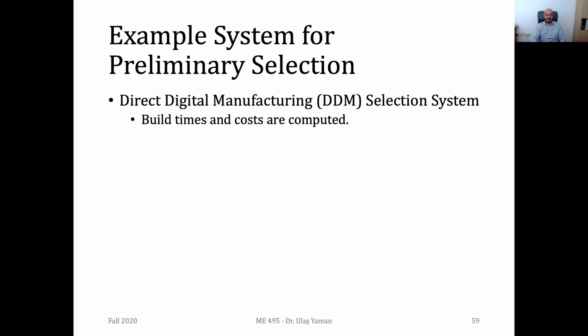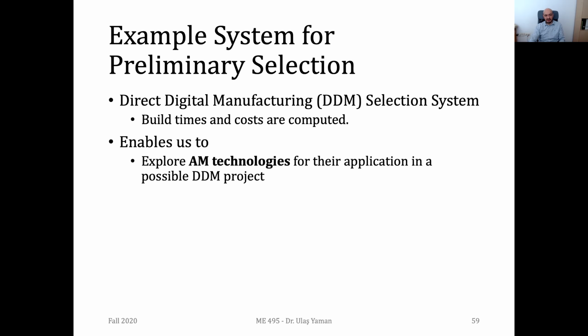Now let's have a look at an example software, an example system for preliminary selection. They have done it in MATLAB, and they use a graphical user interface of MATLAB. In a moment, I will show you some screenshots. And this software actually computes build times and costs of the machines. And then later, you can decide on the best additive manufacturing process.